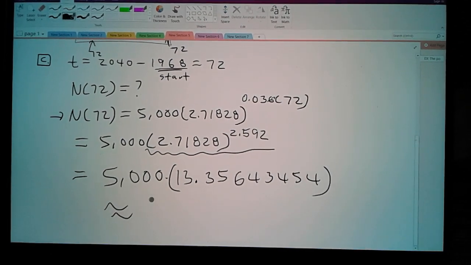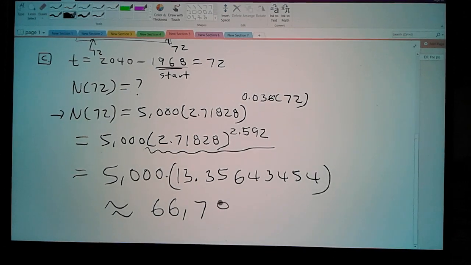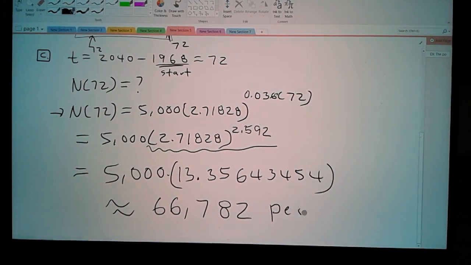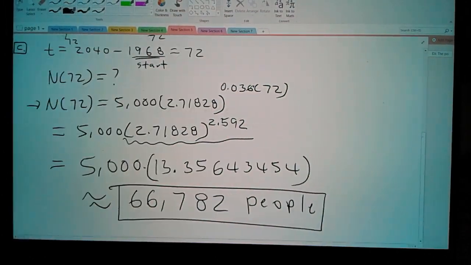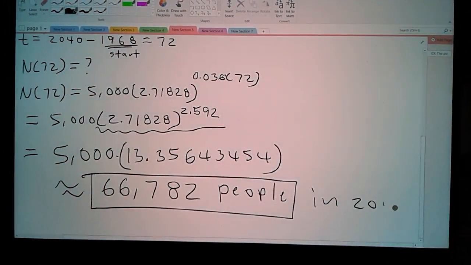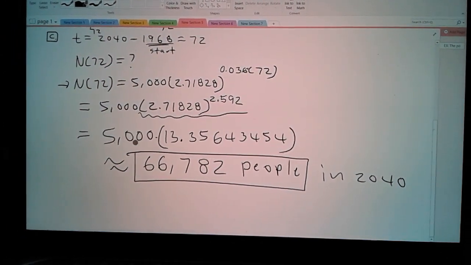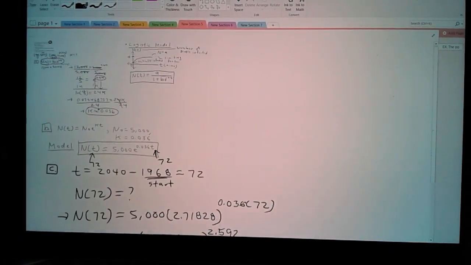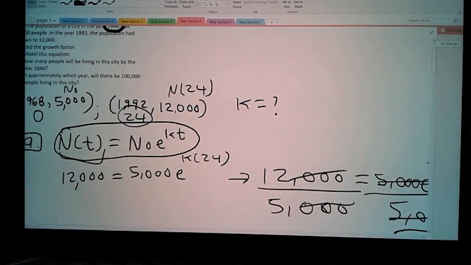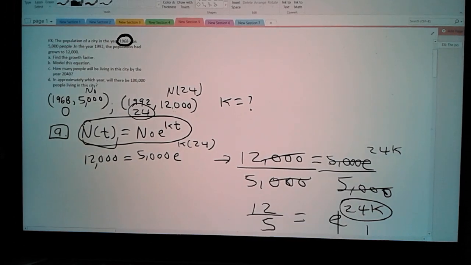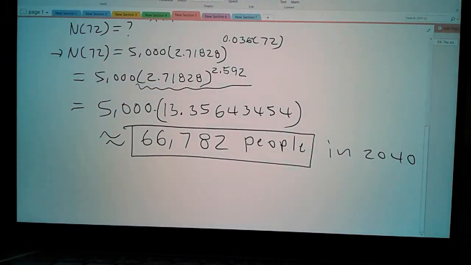So what do I get for this? I get approximately 66,782 people, the population by 2040. So you started out with 5,000 in 1968. You had 12,000 in 1992. Now in 2040, you have almost 66,000 people. So it is growing. It's going up.